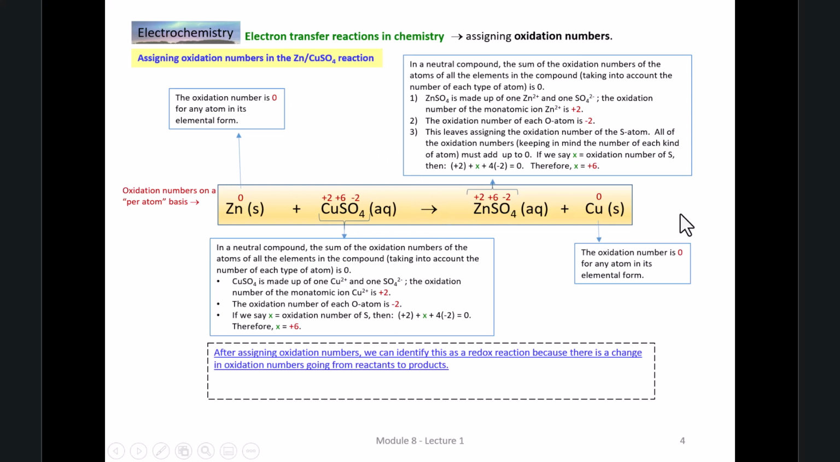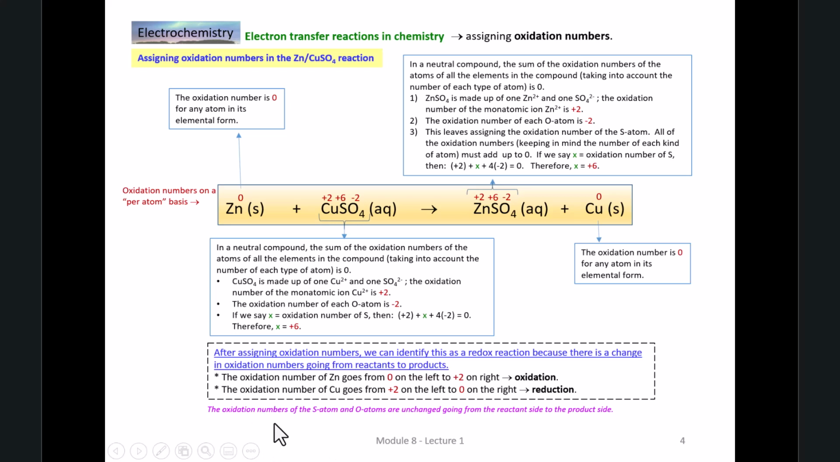So the oxidation number of zinc goes from 0 to +2, so it's oxidized. The oxidation number of copper goes from +2 to 0, so it's reduced, it gained electrons. And the oxidation numbers of sulfur and oxygen atoms are unchanged. The oxidizing agent is copper 2+ because it causes zinc to lose 2 electrons. The reducing agent is zinc metal because it caused the copper 2+ to gain 2 electrons.